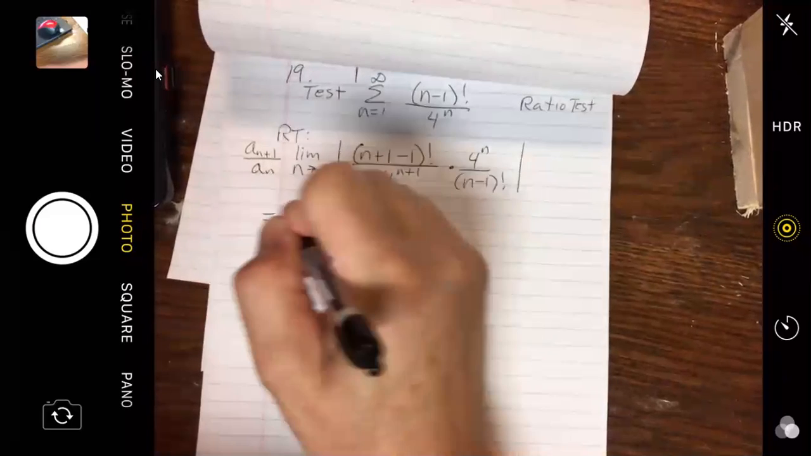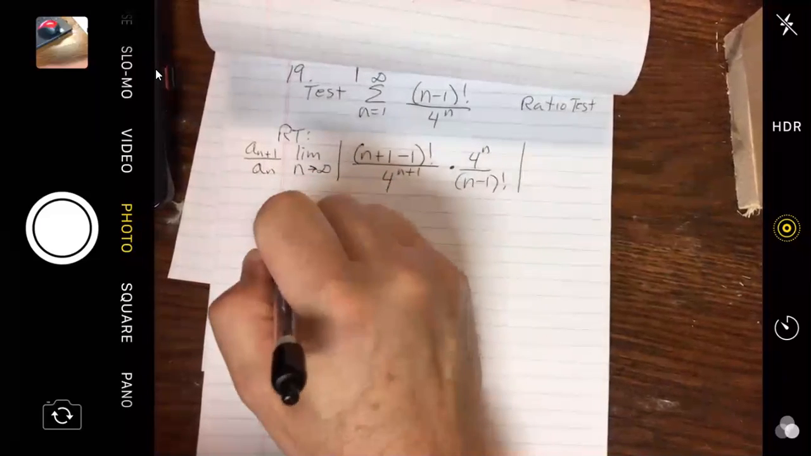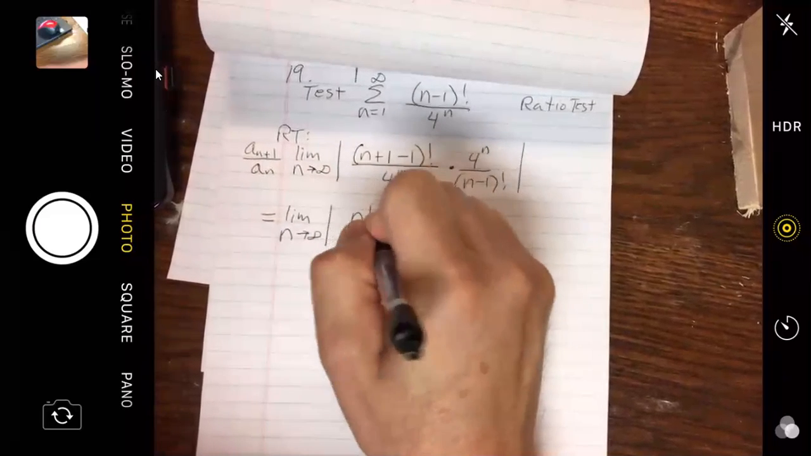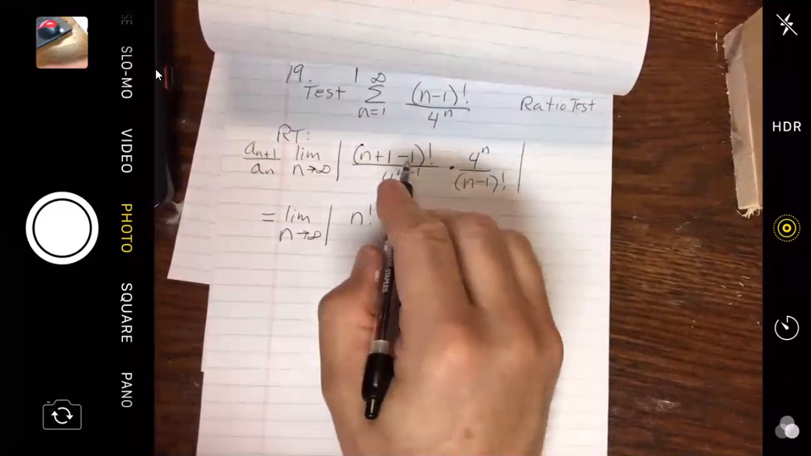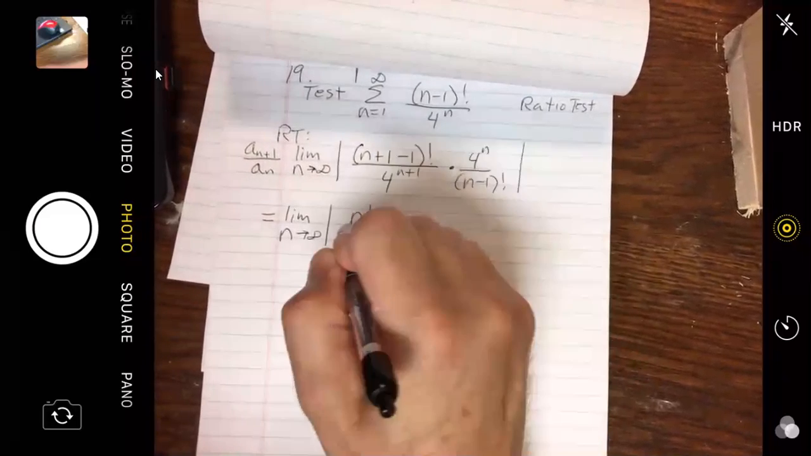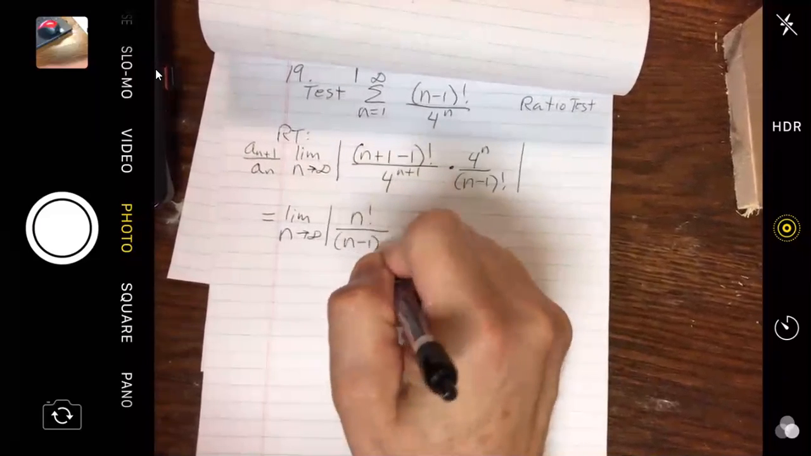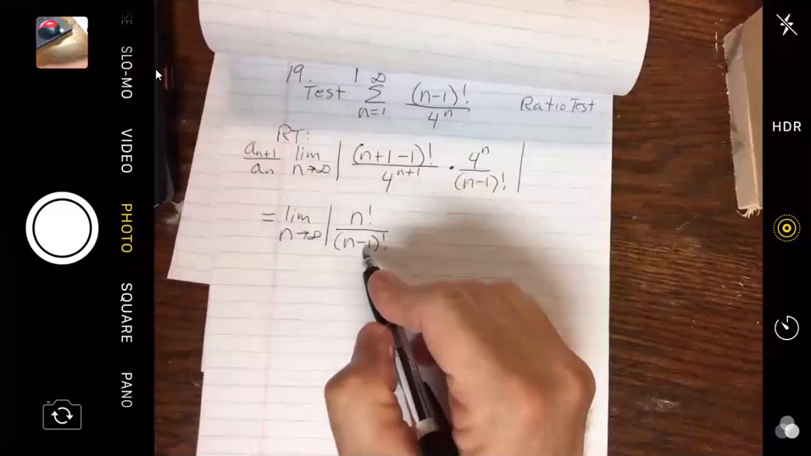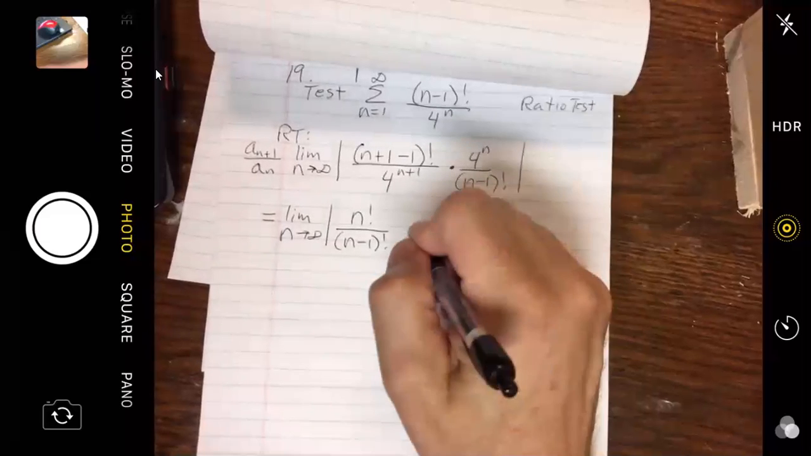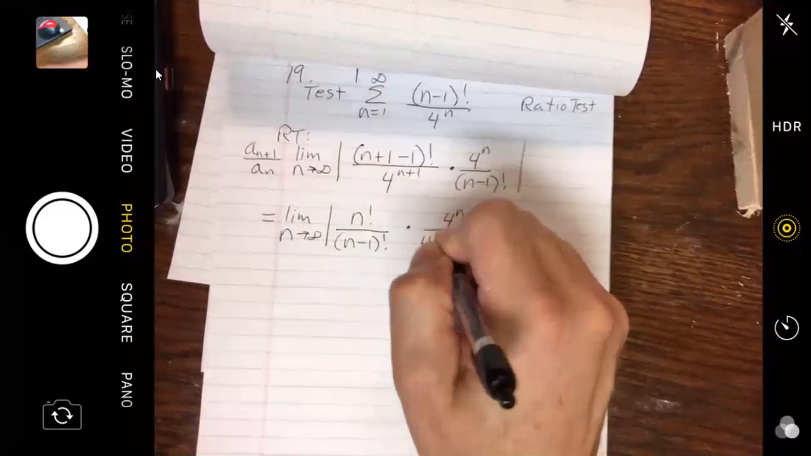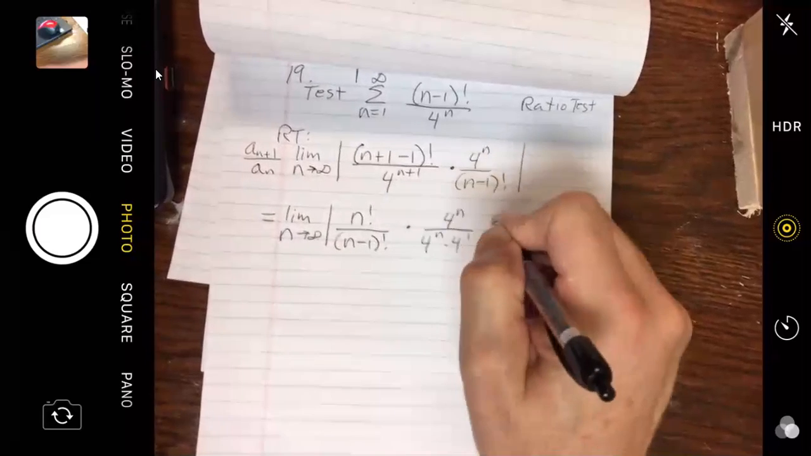Can you now see, the limit as n goes to infinity, you're going to wind up with an n factorial because the ones are going to cancel there. I collect the terms and divide by n minus 1 factorial. You want to collect like terms. And you've got a 4 to the n there, and on the bottom you're going to have a 4 to the n times a 4 to the 1.